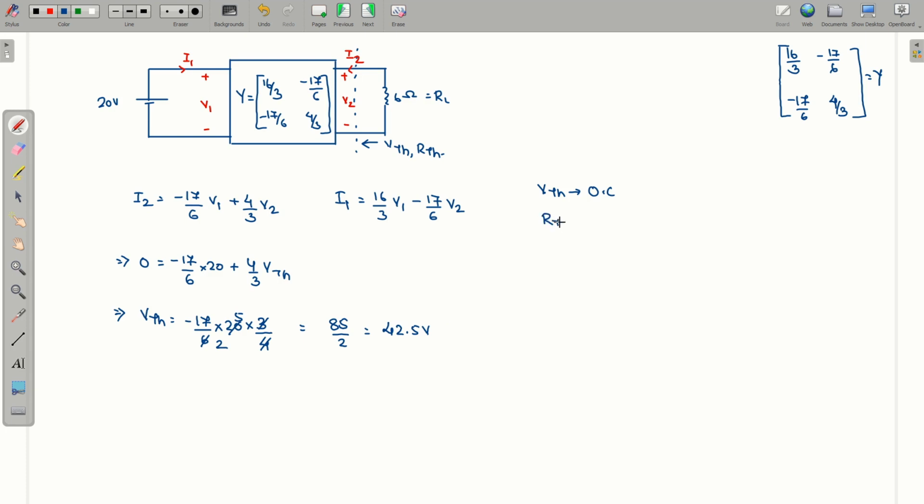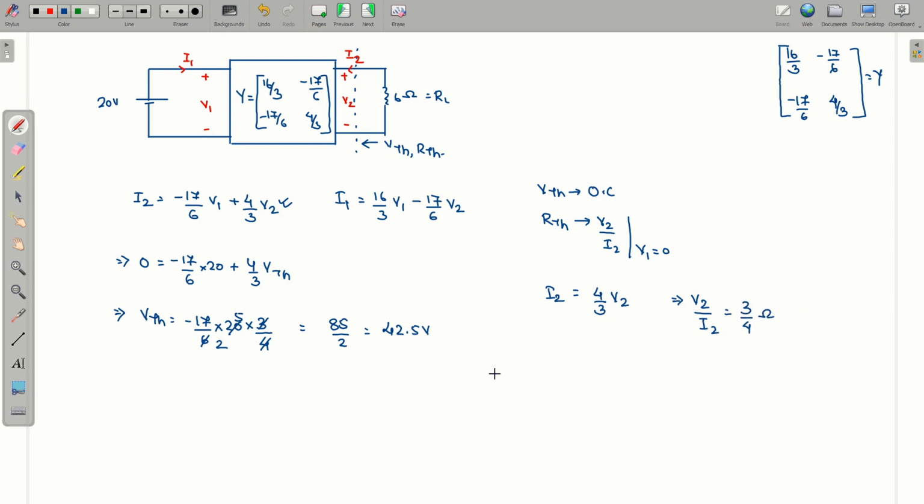Now for RTH, we know this will be basically the ratio of V2 by I2 when all independent sources are 0. The independent source, you can see, is this 20 volt. If 20 volt becomes 0, then V1 will also be 0. So that means V2 by I2 when V1 equal to 0. So put in this expression, I2 is equal to 4 by 3 V2. So V2 by I2 comes out to be 3 by 4 ohm.